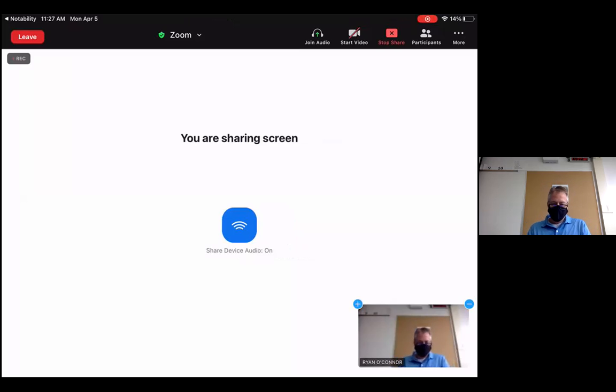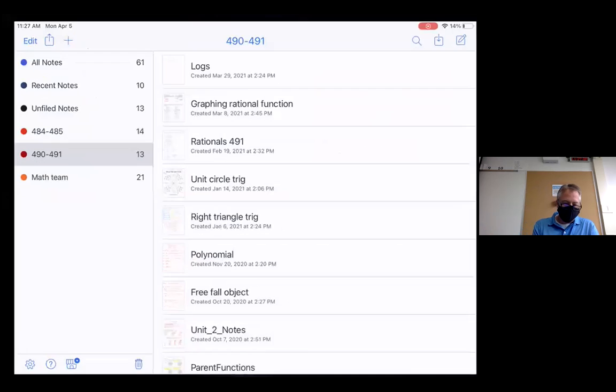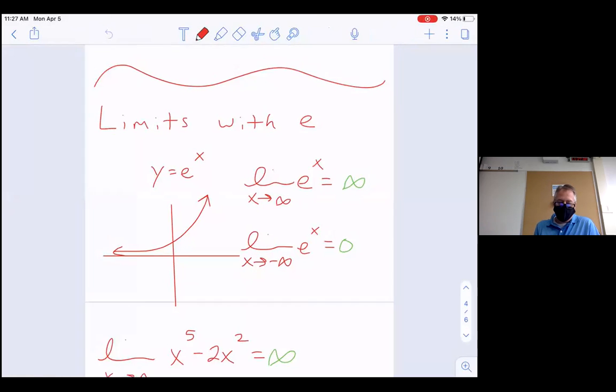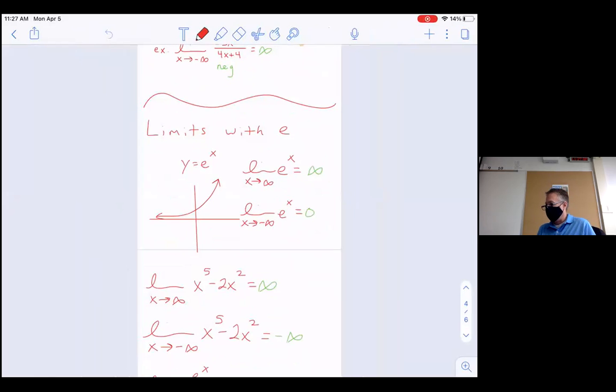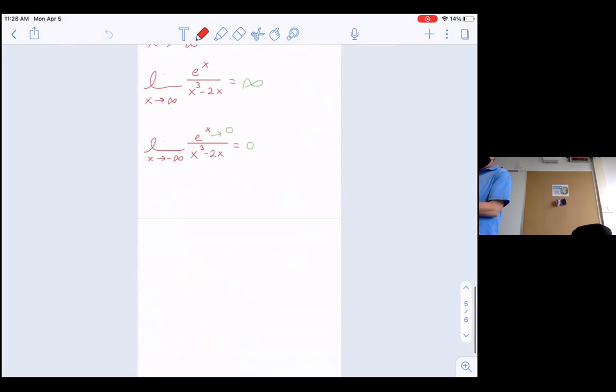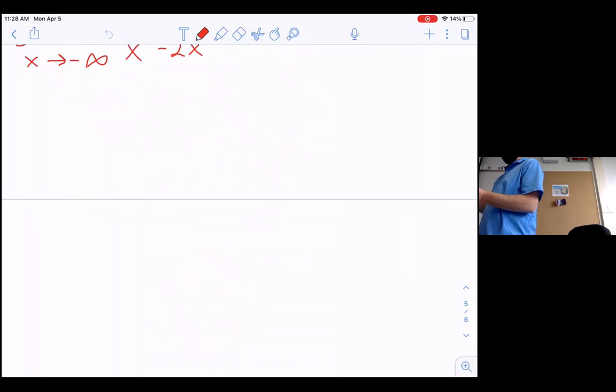Okay, so we are going to take a look at limits from a little bit different kind of view here. So let me go to our notes, and here's the last thing we were talking about. We were doing the limits with E. So this is the stuff we just went over on the class kick. And when we were doing that, most of our limits were to either positive infinity or negative infinity, going way to the right or way to the left of the graph. So this is going to be a little bit different what we do here today. So we're going to do limits to a number.